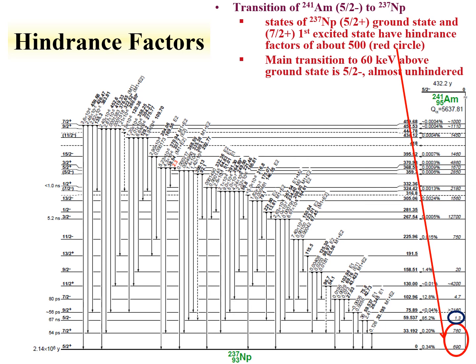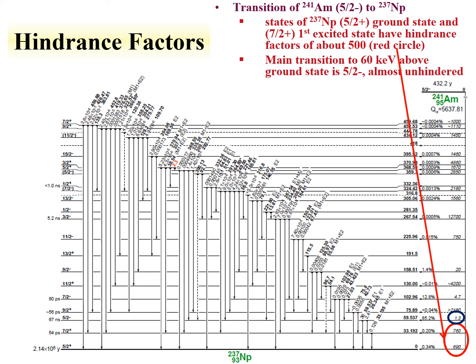States of neptunium-237 that are in the 5/2 plus ground state and the 7/2 plus first excited state have hindrance factors of about 500, and you can see those values listed right over here. So we can say that this isn't a particularly favored transition.